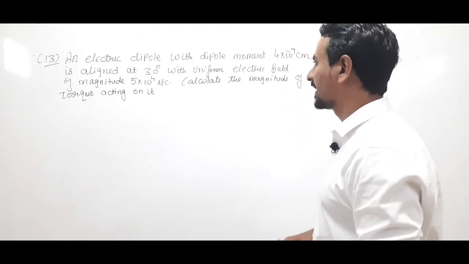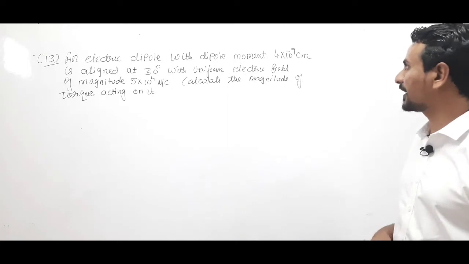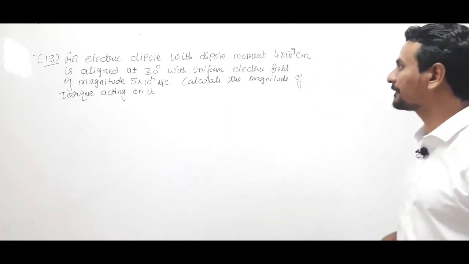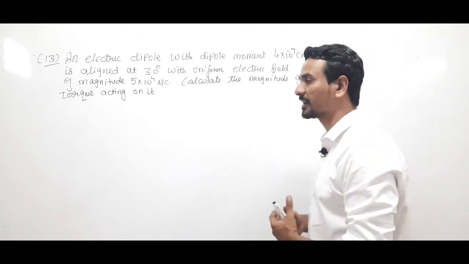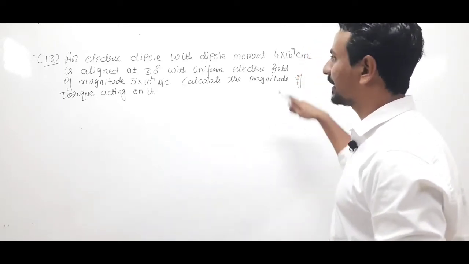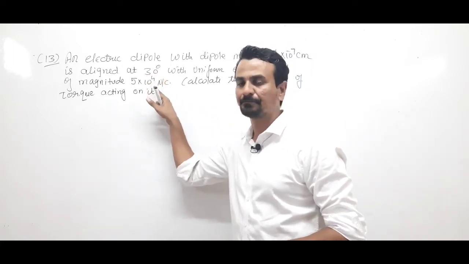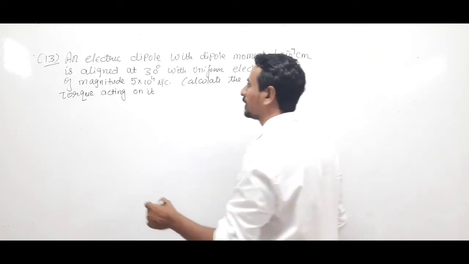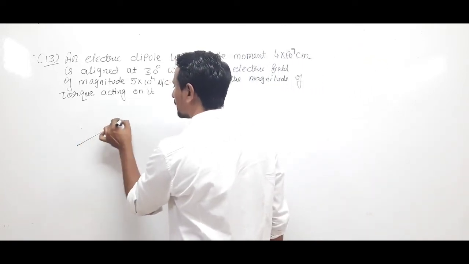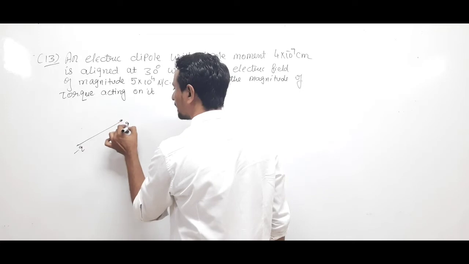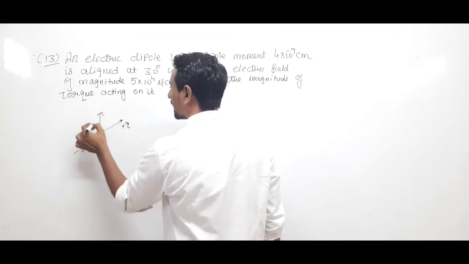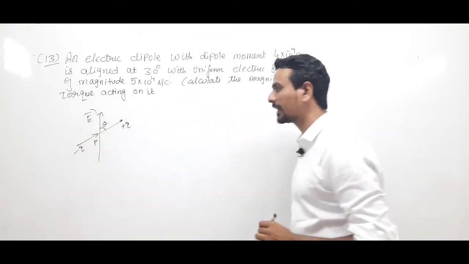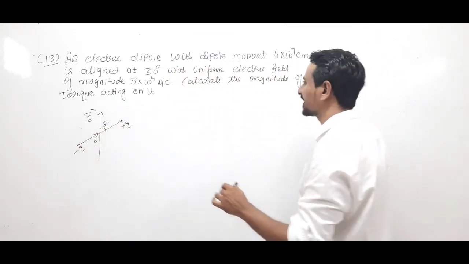Next one. An electric dipole with dipole moment 4 × 10^-9 coulomb meter is aligned at 30 degree with a uniform electric field of magnitude 5 × 10^4. So dipole moment is given, angle is given, and electric field is given. You have to find the magnitude of torque. Let us say the dipole is placed this way. This is your uniform electric field, and this is the dipole moment. Let the angle between them be 30 degree. We have been told to calculate the magnitude of torque.